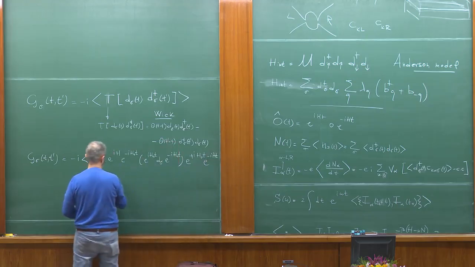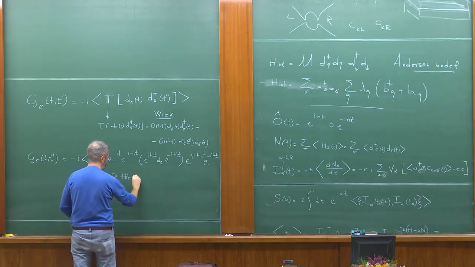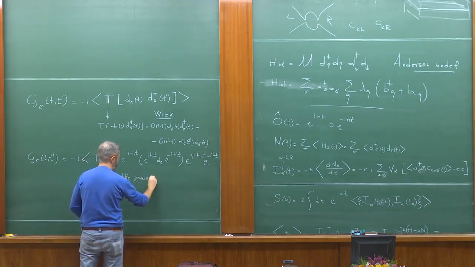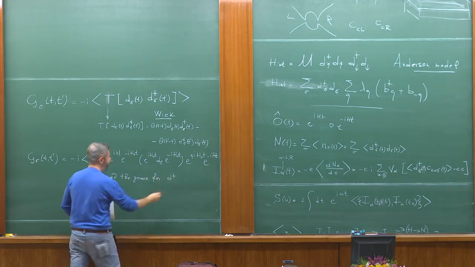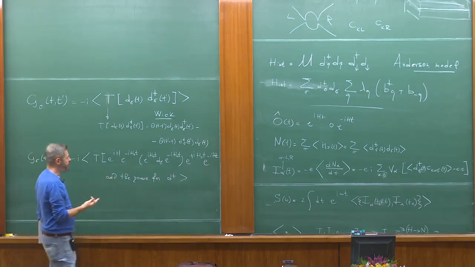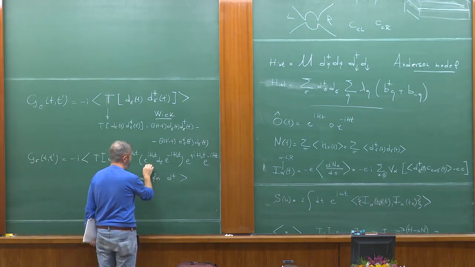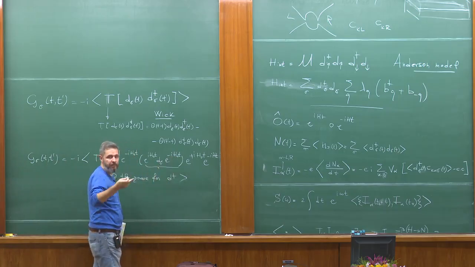And the same for the other, for the dagger, okay? You go to the interaction representation. So the interaction representation is the representation in which the operators are evolving with the bare Hamiltonian.